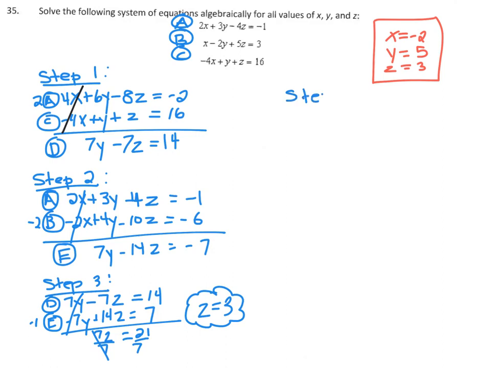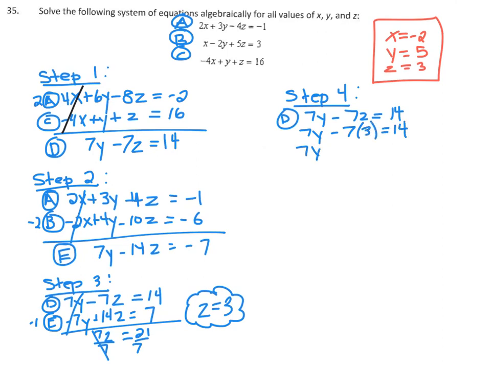So step 4. Now, once you solve for one of the variables, right, so we solved for z, we can go back to either equation, E or D, and we can plug in the 3 for z. I'm going to use equation D, and that way I'll be able to solve for y. I'm going to write it out. It says 7y minus 7z equals 14. And since we know that z is equal to 3, I'm going to just replace this z with the 3 that it's equal to. And then this is what we'll solve.